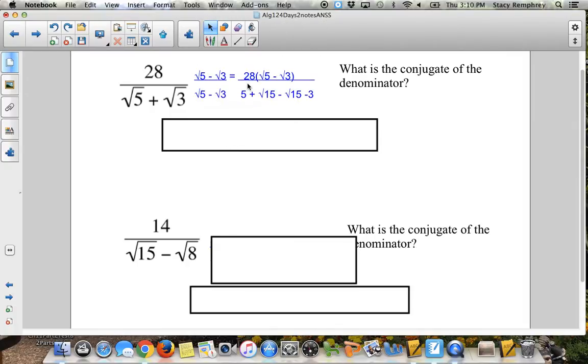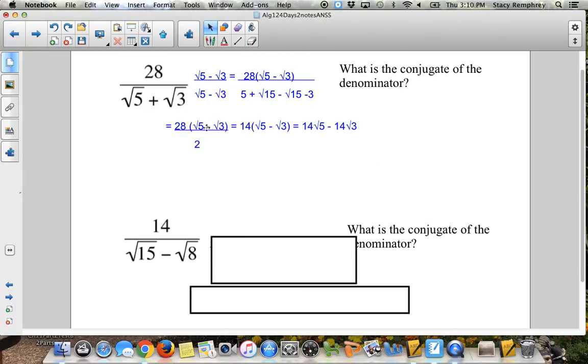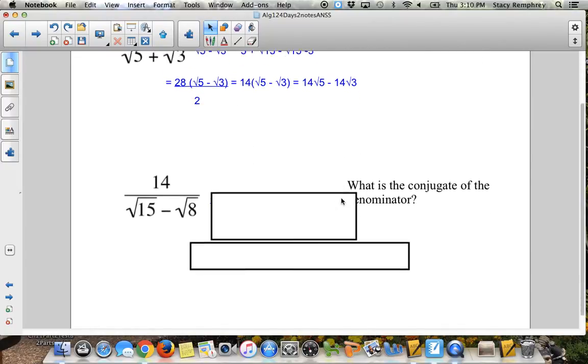All right, over here, again, we're going to multiply by the conjugate. You'll see what I got when I multiplied that out. Combine the like terms in the denominator. I saw the 28 and 2 simplify to be 14, and in the end, I distributed the 14.